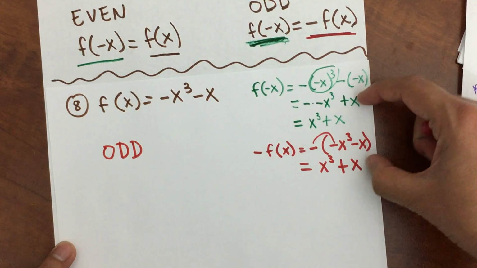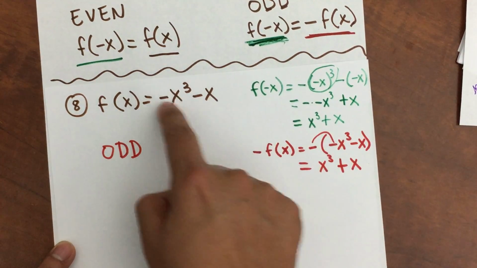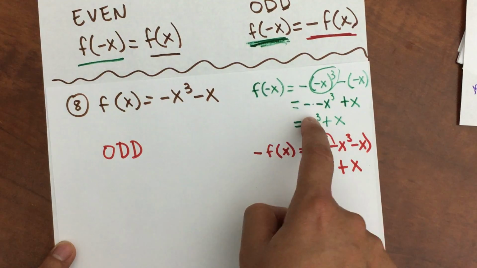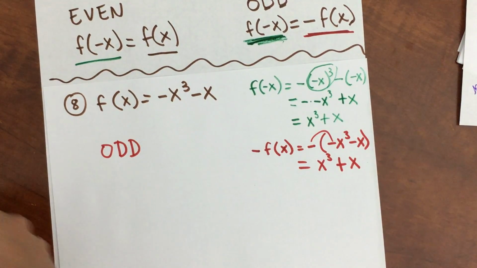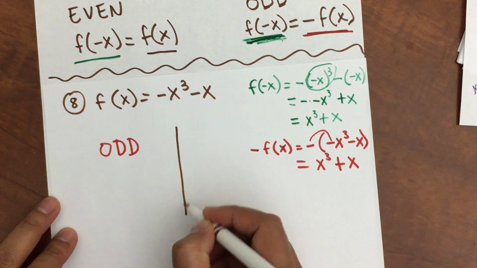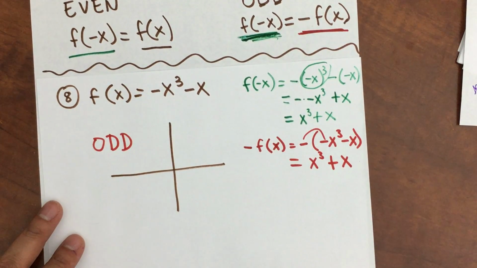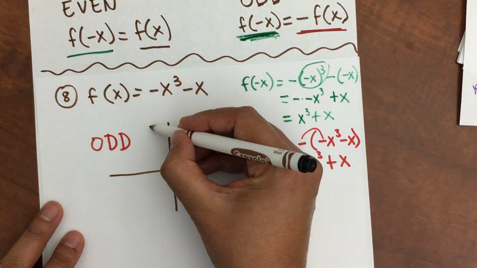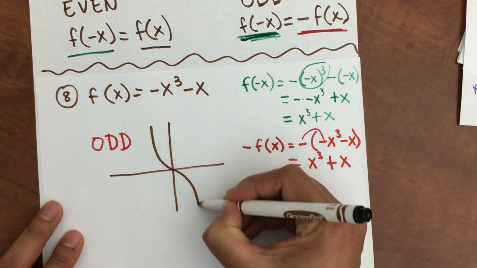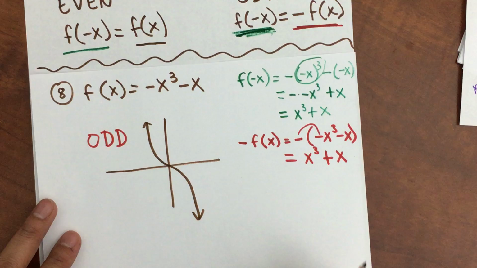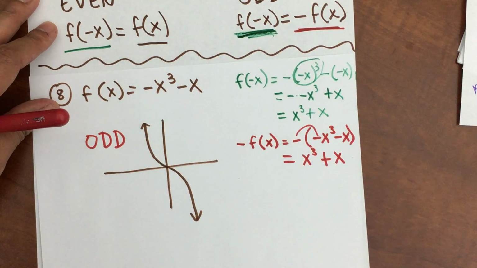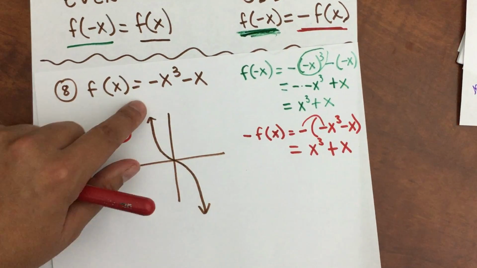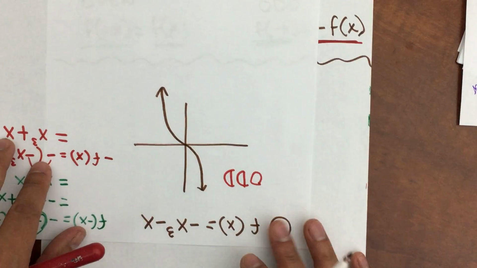Okay, for the odd, you're comparing these two or just noticing if they are opposites. If these are the same, it's even. If they are opposites, it's odd. It has odd symmetry. So the graph for this one is going to be something like this. Basically if you rotate it, this goes up here and this goes down here. Look how it's up on the left. So notice how that is up on the left. Okay, so it is odd.